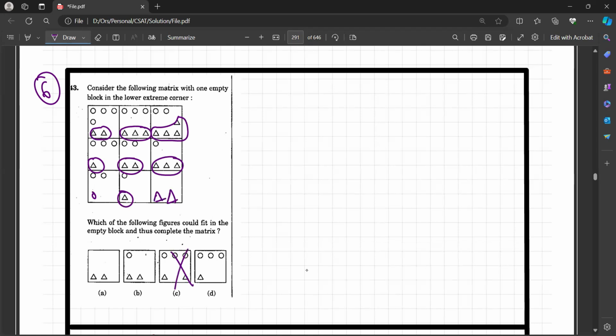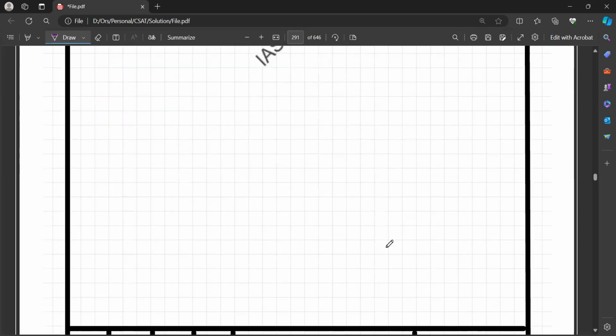So this option is eliminated, this option is eliminated. Option A or option B. Now you can see the number of circles here is 4, 3, 2, 3, 2, 1, 2, 1, 0 circles. So the answer will be A. Got it? Coming to question number 7.